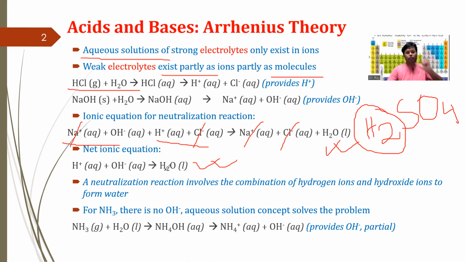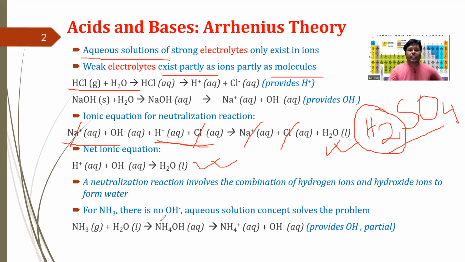But if we calculate the acidity of this acid, in that case the acidity of sulfuric acid would be twice that of hydrochloric acid, because when 1 mole of hydrochloric acid reacts with sodium hydroxide, it forms 1 molecule of water, but when 1 molecule of sulfuric acid reacts with sodium hydroxide, it can form 2 molecules of water. So the acidity of sulfuric acid can be considered as double the acidity of hydrochloric acid.